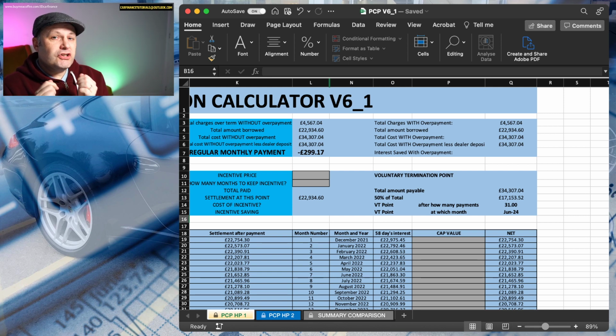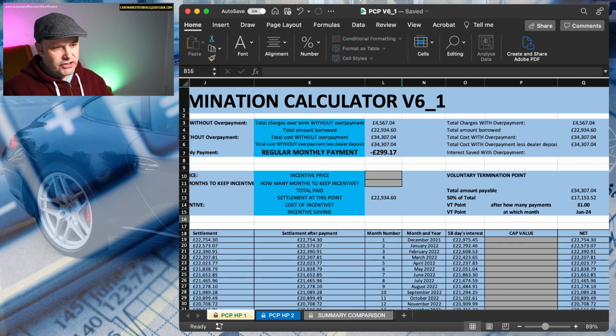And that's wrong. Now, that does roughly work with a HP, but with a PCP, because you've got that massive balloon payment at the end, the voluntary termination point normally falls very close to the end. And actually, in some circumstances, you will never meet the voluntary termination point. What is that? Basically, it is where you've repaid 50% of the total amount borrowed, including charges. So in this case, look, the total amount with interest is £34,307. So when we have paid 17,150-ish, we can give the car back.